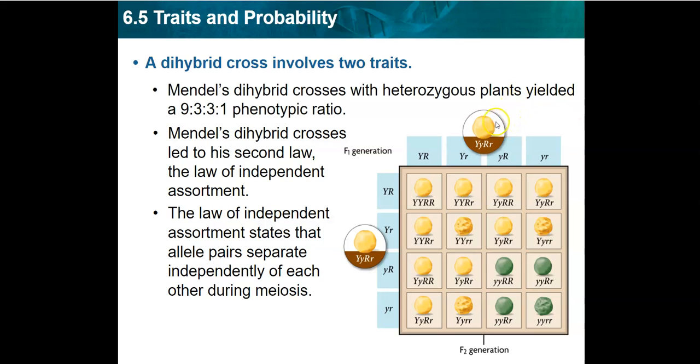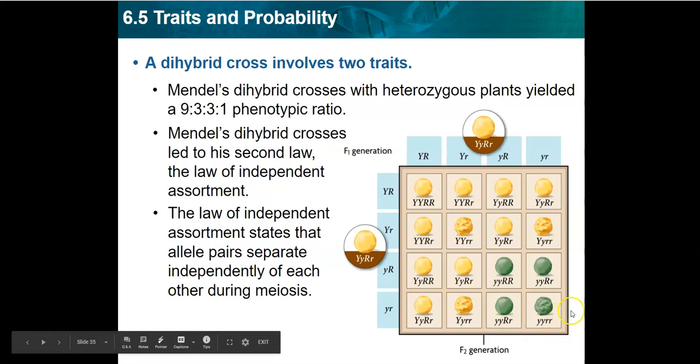Here we can see he followed the color of the seed, the pea, and then the shape of the seed or the pea. So we had yellow round, yellow wrinkled, green round, green wrinkled. So this one's obviously, because they're such small numbers, that's the recessive trait.